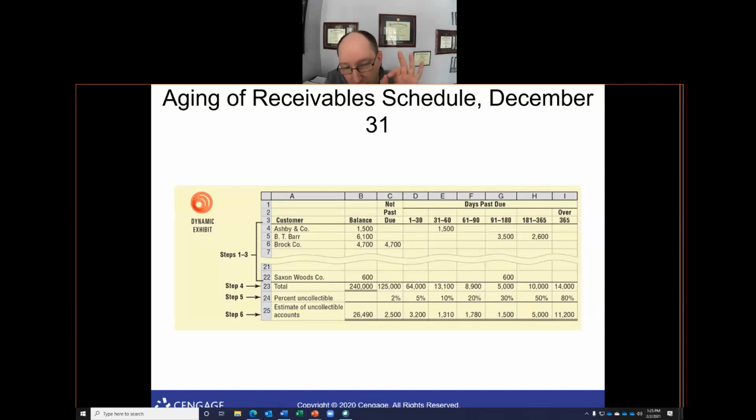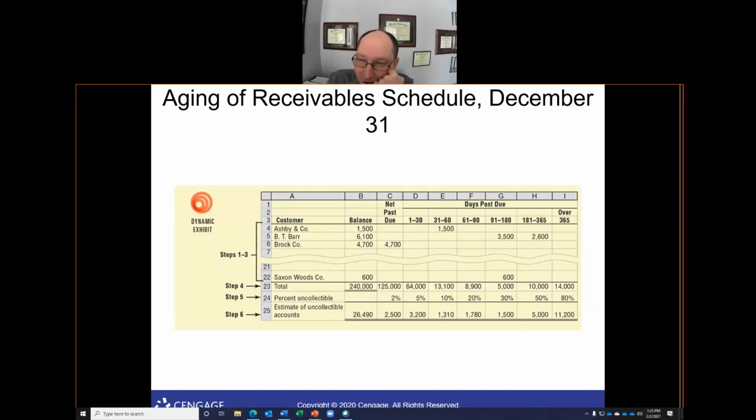Step 5, we apply a percentage that we expect will not be collectible. You can see that for ones that are current, we have 2% that we won't be able to collect. 5% for days 1 through 30 that are past due. Days 31 through 60 that are past due, 10% we won't be able to collect. 61 to 90, 20%. 91 to 180, 30% we won't be able to collect.